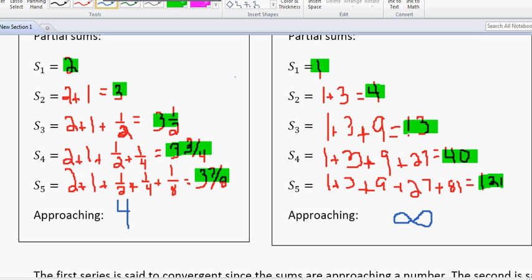The difference between the sequences is, in the first one, each time I add a number, I'm adding a smaller number, and then a smaller number, and then a smaller number. So my sum is approaching something. It's approaching 4. In the second one, I'm adding a bigger number, and a bigger number, and a bigger number. So this second one is actually approaching infinity.